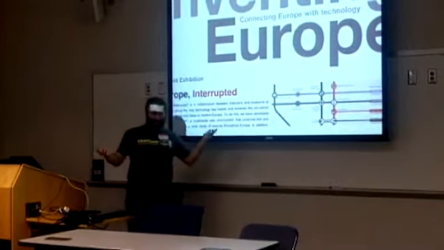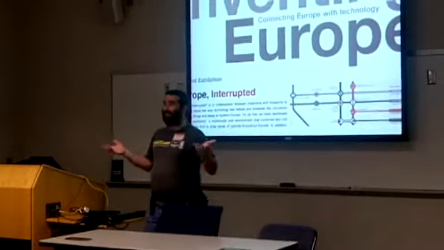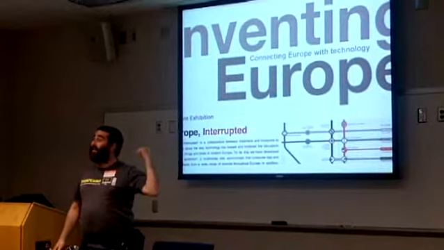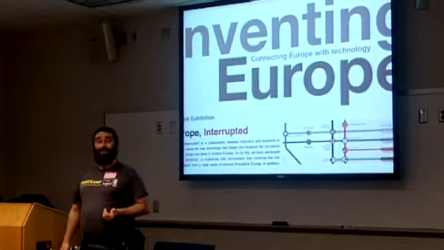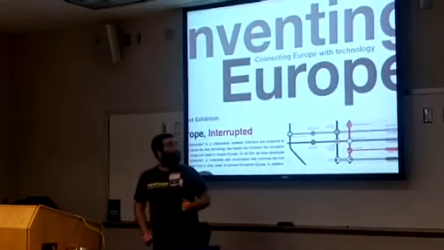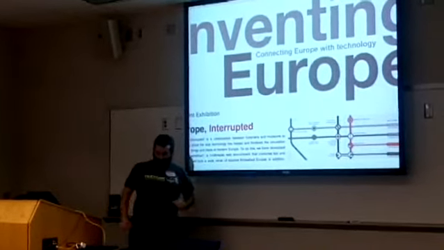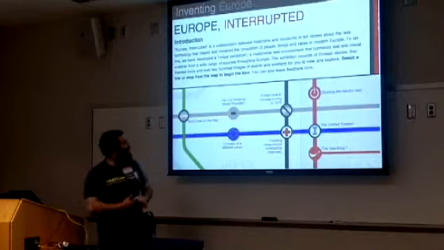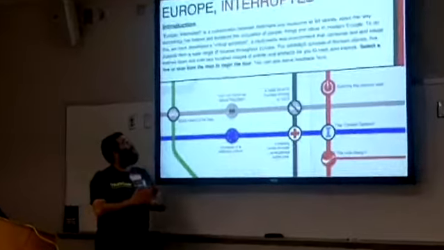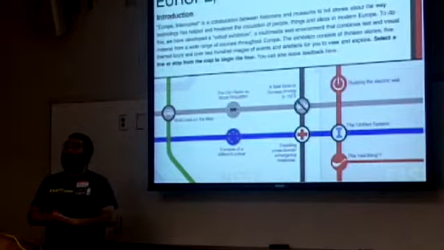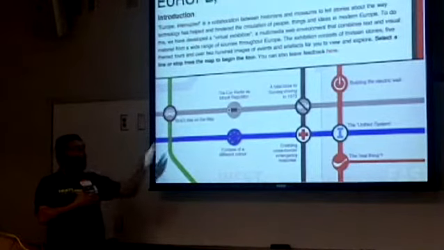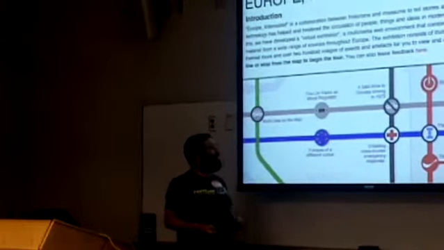Since this is a techie conference, let me focus on something that's a little bit more like the history of technology. This is a museum website called Inventing Europe. They've got a current exhibit called Europe Interrupted, so let's take a look at it. It's about post-war technology and social uses of post-war technology. It has a really interesting subway train map.